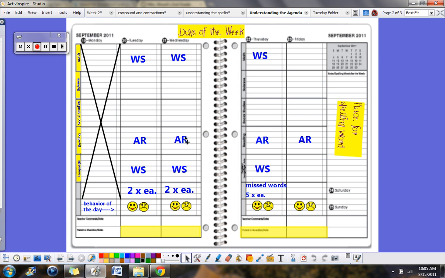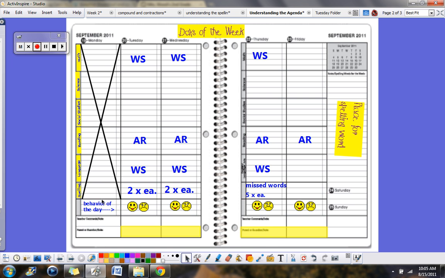This is what your child's agenda pages look like on the inside. Across the top you can see the days of the week. Down the side you can see the subject areas. Here at the bottom, there's a blank space for areas that we need to add. One of the things that we add in second grade is spelling.